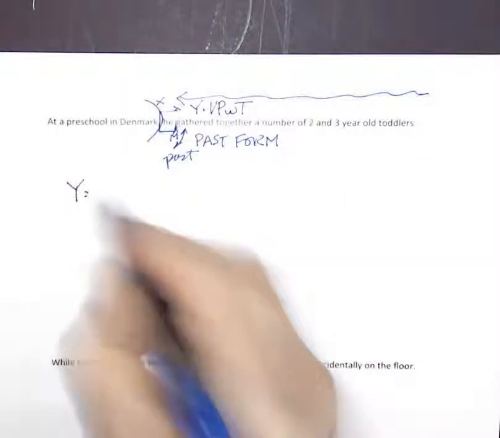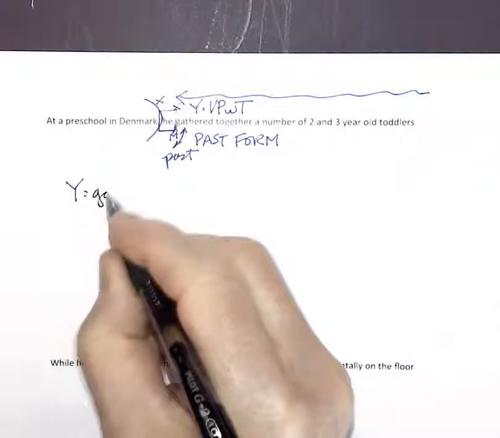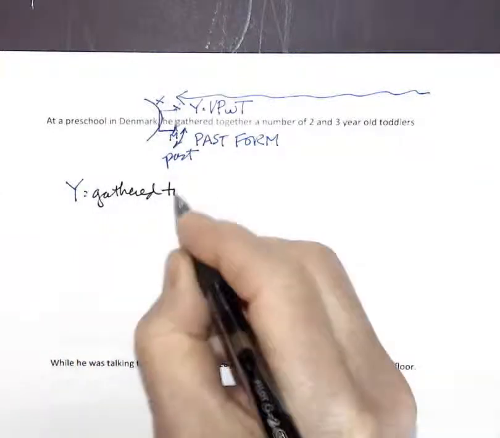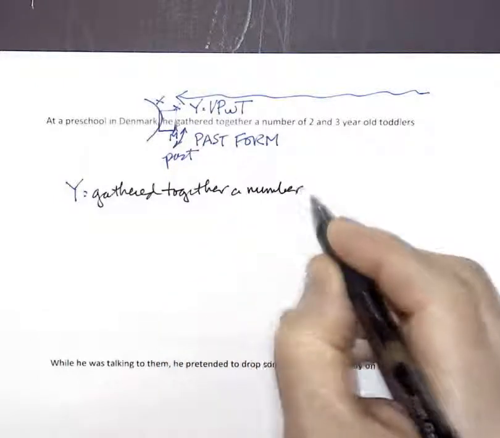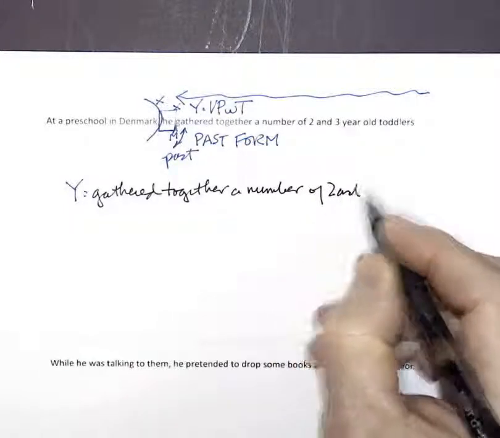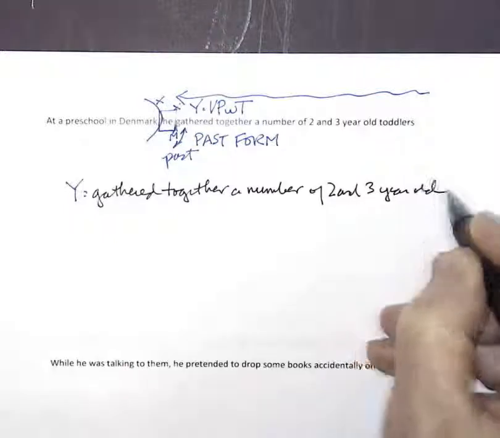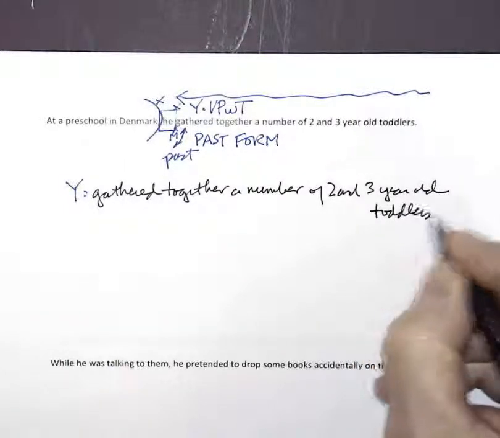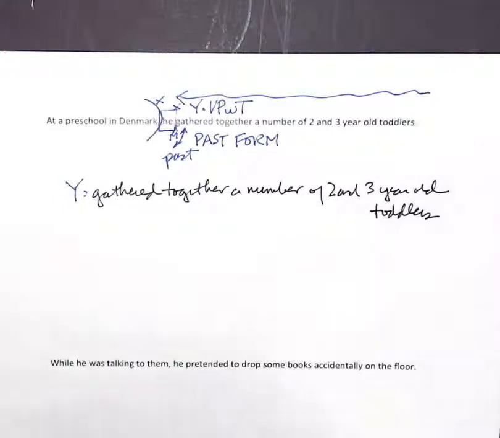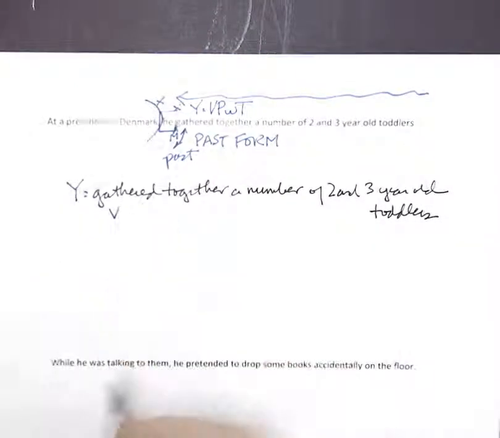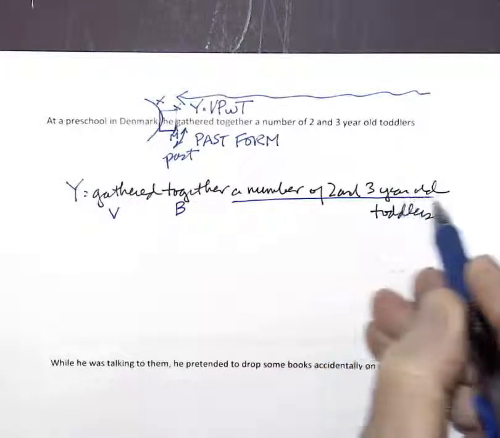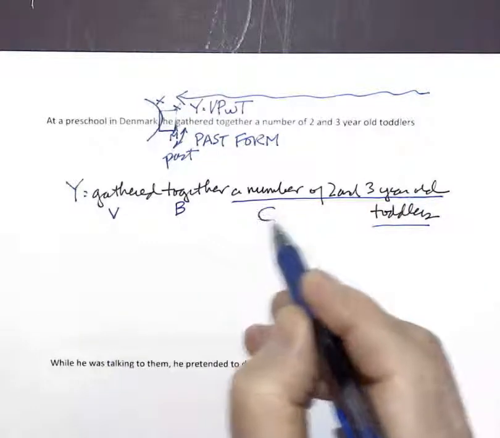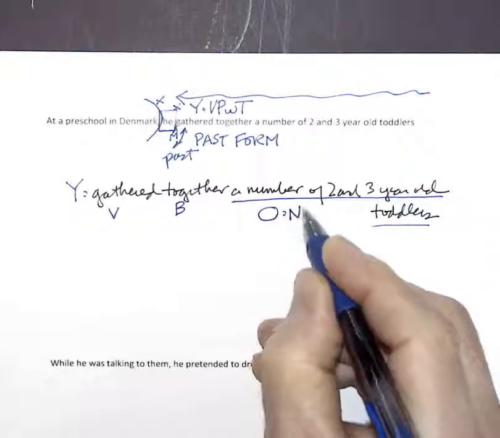Let's rewrite it. Gathered together a number of 2 and 3 year old toddlers. And the verb is gathered. Now this is a toughie here. I'm going to call it a particle. And a number of 2 and 3 year old toddlers, let's call the object. And that's a noun phrase.